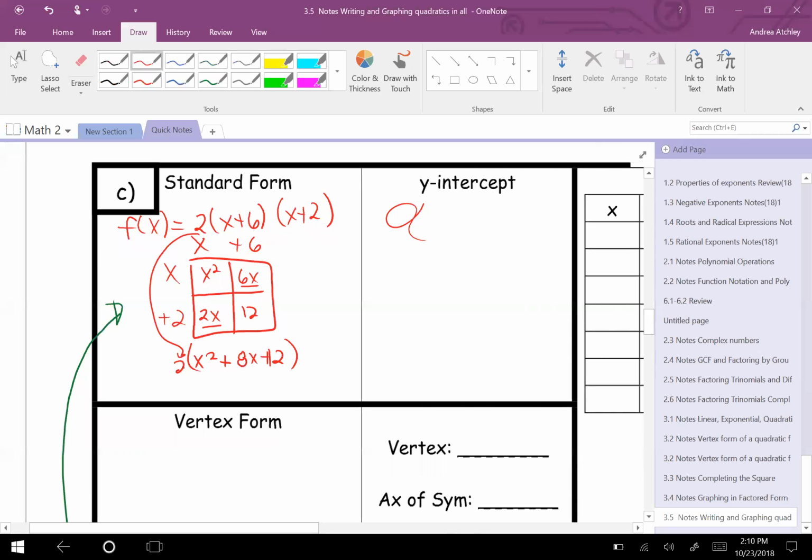So that's going to give me f of x equals 2 times x squared is 2x squared. And then 2 times 8 is 16x. And then 2 times 12 is 24. Any questions over that? So that's standard form. Someone else said we could find something else. What else can we find given our graph?